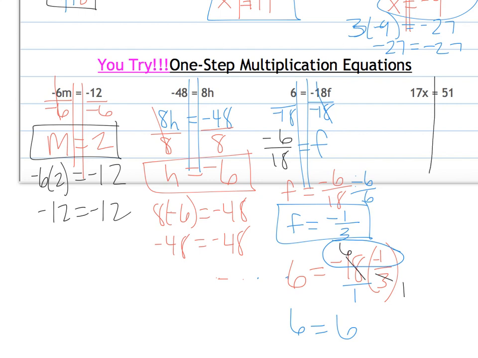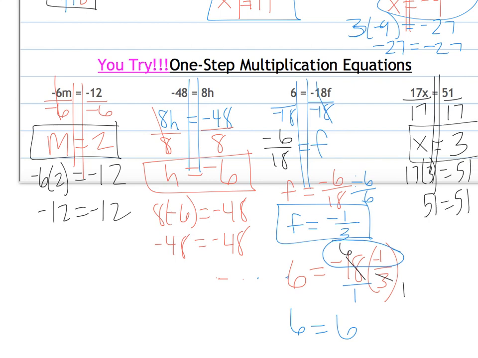One more, train tracks. Divide by 17. Remember, don't just assume it doesn't. Check on your calculator if you need to. 17 goes into 51 3 times. 17 times 3 is 51. So x equals 3 is my solution.